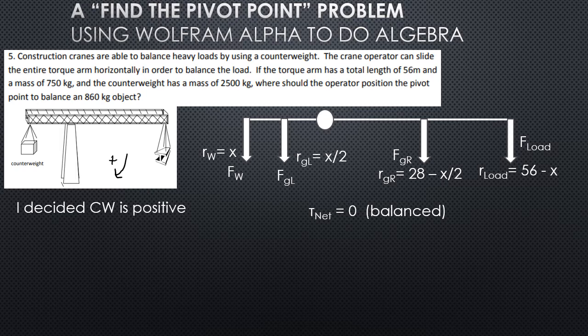So assuming all is well, the net torque is 0, right? Because the crane hopefully is not falling over. So that means we have balance. Therefore, the clockwise and counterclockwise torques are balancing out. They're even to each other. So we've got our positive forces of the load and the weight on the right side, our negative forces of the weight of the left side and the counterweight, and those are balanced out for a total of 0.